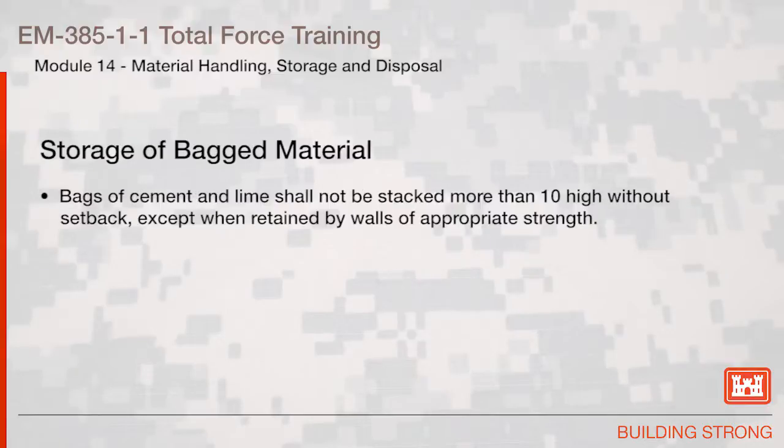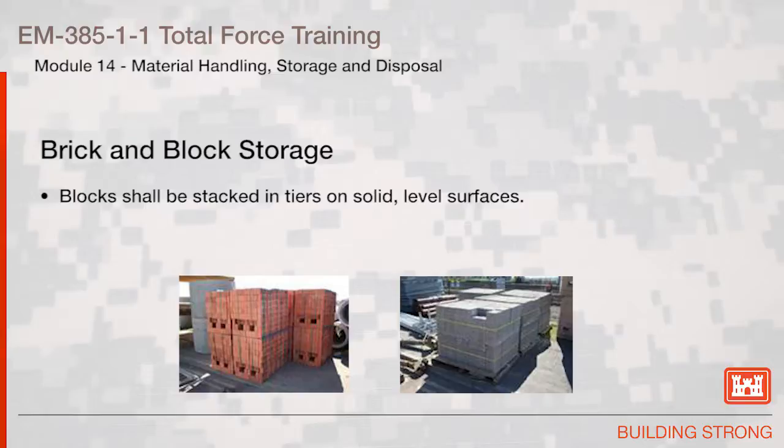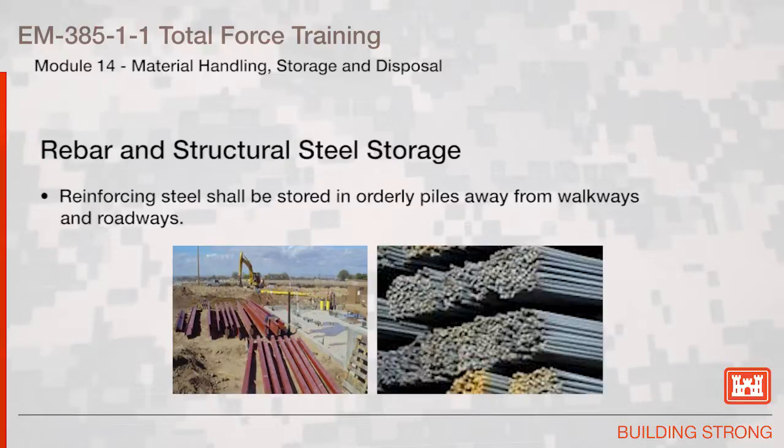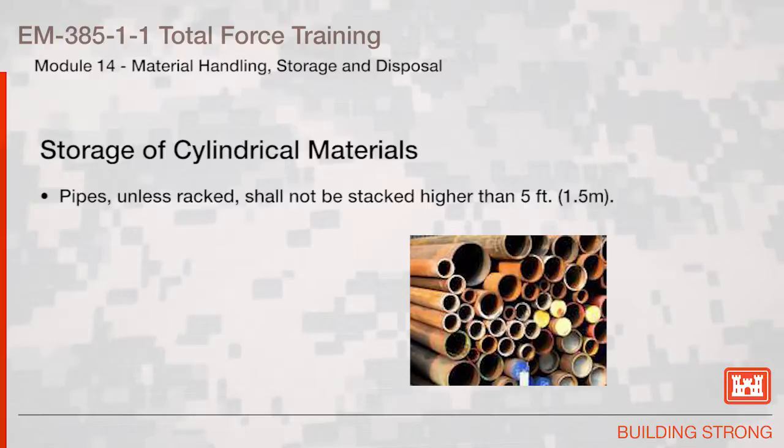Bags of cement and lime shall not be stacked more than 10 high without setback, except when retained by walls of appropriate strength. Bricks shall be stacked on an even, solid surface. Bricks shall not be stacked more than 7 feet high. Blocks shall be stacked in tiers on solid, level surfaces. Reinforcing steel shall be stored in orderly piles away from walkways and roadways. Structural steel shall be securely piled to prevent members sliding off or the pile toppling over. Pipes, unless racked, shall not be stacked higher than 5 feet.